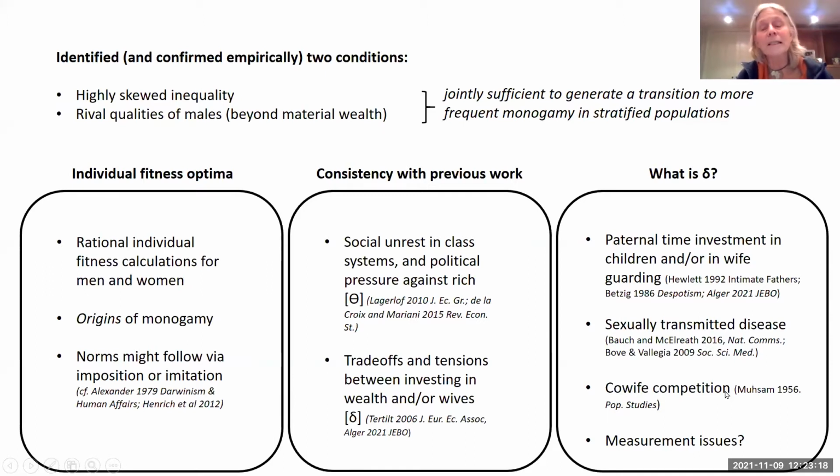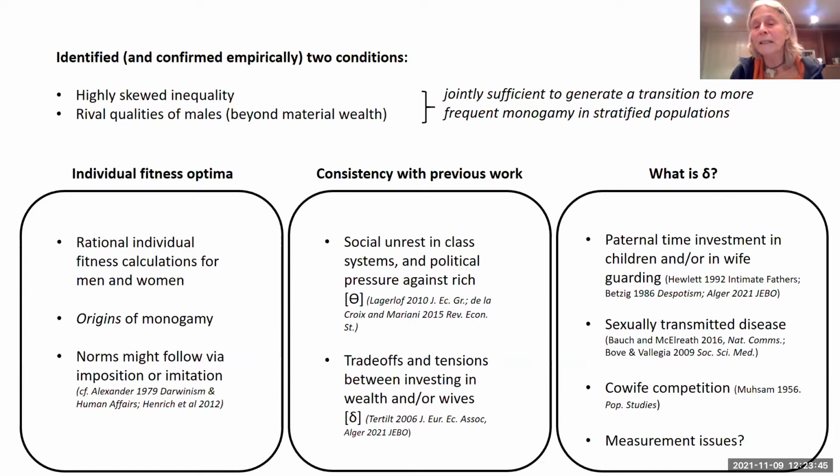Another possibility is extreme levels of co-wife competition. This is something that demographers have been talking about since the middle of the last century, which I'm going to come back to in a little bit. And there may be measurement issues. It's possible that our ethnographers didn't capture all of the kinds of rival material wealth, and so this is just more rival material wealth that we're not picking up.